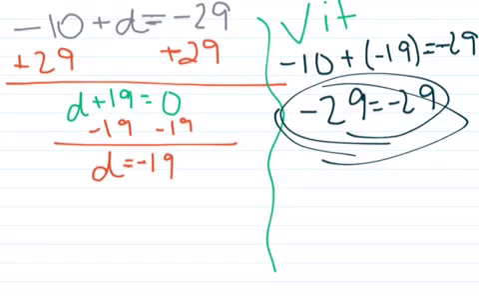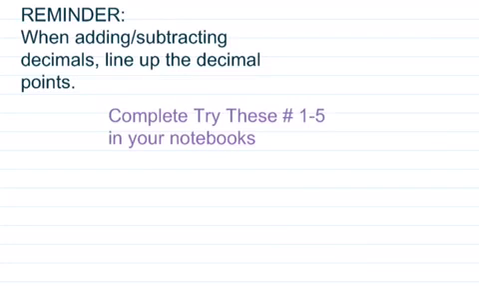Okay. Again, you didn't have to do the exact steps that I did over here. You could have subtracted D on both sides, and then gone a different route, but you would have still gotten D equals negative 19. Okay? Good job. Alright, just a reminder, when you're adding and subtracting decimals, line up those decimal points. Okay? Alright, along with fractions, make sure you have a common denominator so that you can add and subtract correctly.